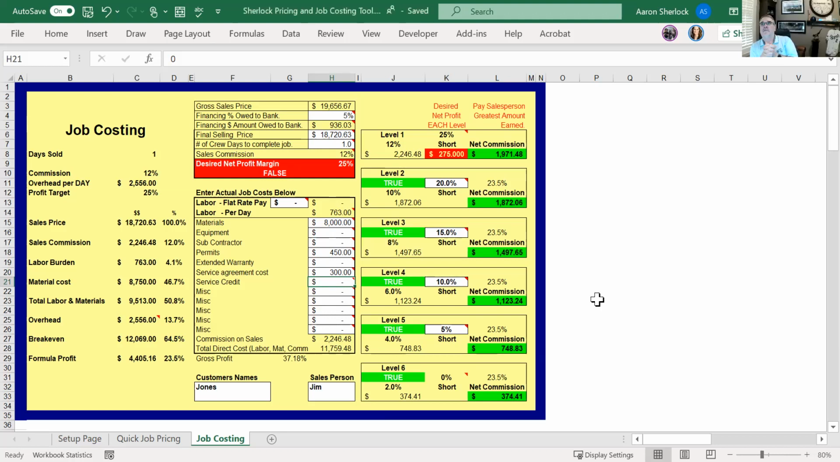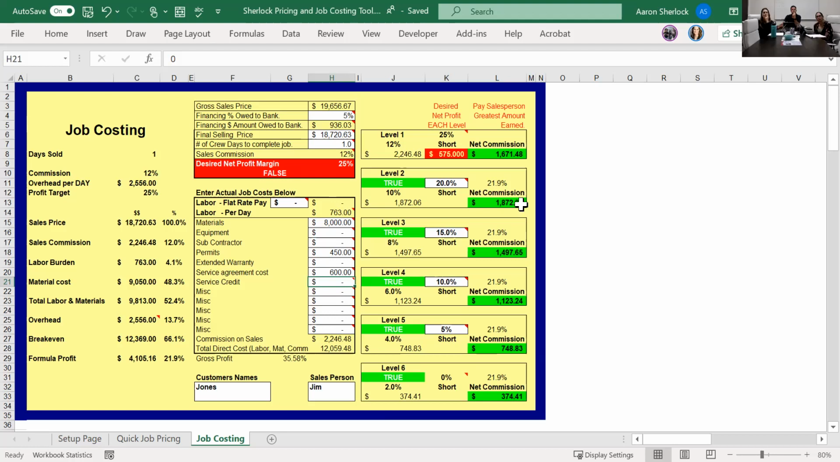Go ahead and put in $600 under service agreement. It's just an example. Go ahead and hit enter. So he's going to get paid the greater amount of column L. So he's going to get paid the 1872.